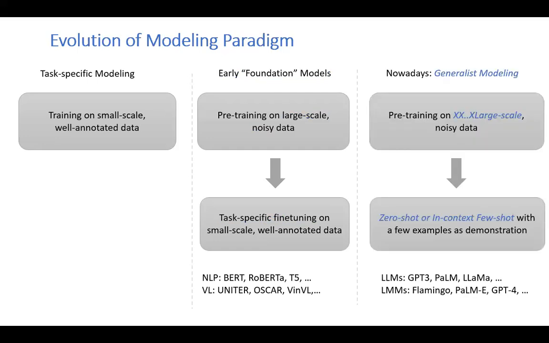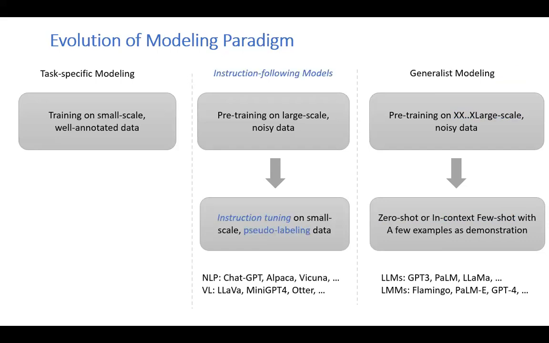And nowadays, we are entering a new era of generalist modeling, where the pre-training is done on extra large data. And for downstream adaptation, in-context few shot with a few demonstration examples or zero shot can do the job. We call these models large language or large multimodal models, including the GPT family, PaLM, PaLM-E, Llama, Flamingo, and so on.